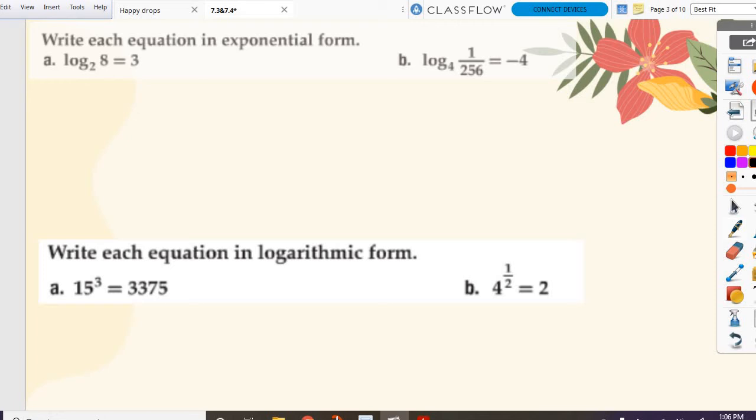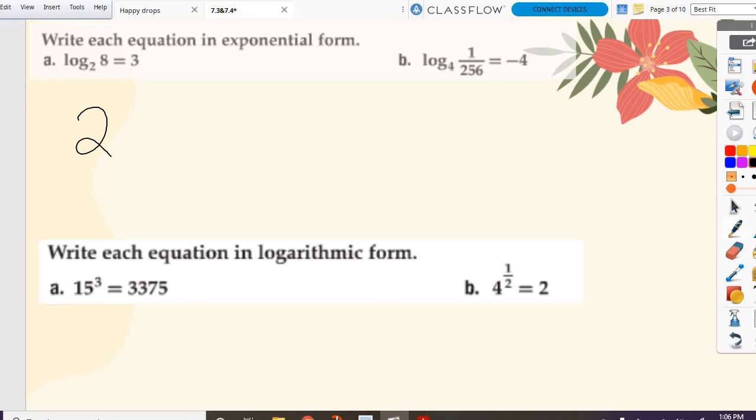And that base is really important because when we switch to exponential form, that's also going to be the base of our exponent. So the base of our log is the same base as our exponent. And then remember we said that our trick or way to help us remember is that logarithms equal exponents.